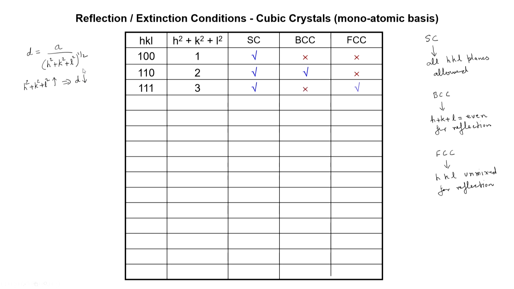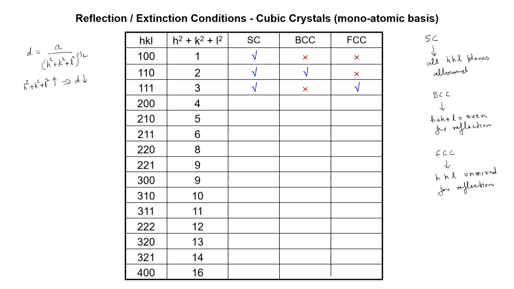Simple cubic is allowed, body centered cubic is not allowed, because 1 plus 1 plus 1 is 3, which is an odd number, and face centered cubic is allowed now. So, if the material was face centered cubic, the first peak in the diffraction pattern will correspond to the 1 1 1 plane. If the material was body centered cubic, the first peak would be 1 1 0, while in the case of simple cubic the first peak would be 1 0 0.